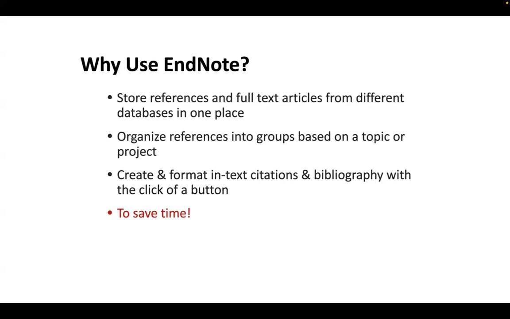EndNote has thousands of citation styles, including styles for specific journals, as well as general citation formats such as APA or AMA. If you have your manuscript written in one particular citation style and, for whatever reason, you have to change it to something else, you can just click a button in Microsoft Word and it automatically updates your citations for you. It updates the in-text citations as well as the bibliography, so it can save you a lot of time.